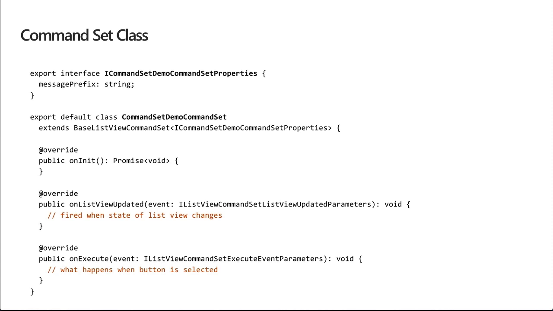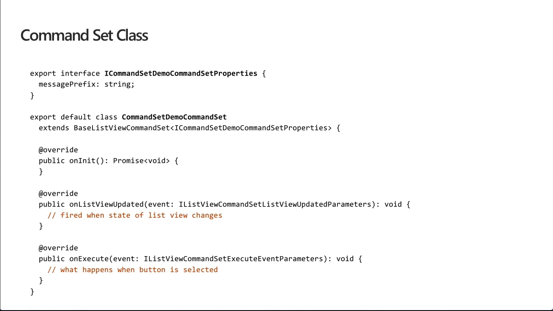The onInit is great for initialization stuff. Then you have the onListViewUpdated. And this is going to be fired every single time the state of your view of the list that you're currently on changes. So for example, if you select an item, or you unselect an item, or you filter, or you sort, anytime that happens, this is going to get called. It's going to allow you to do some logic.